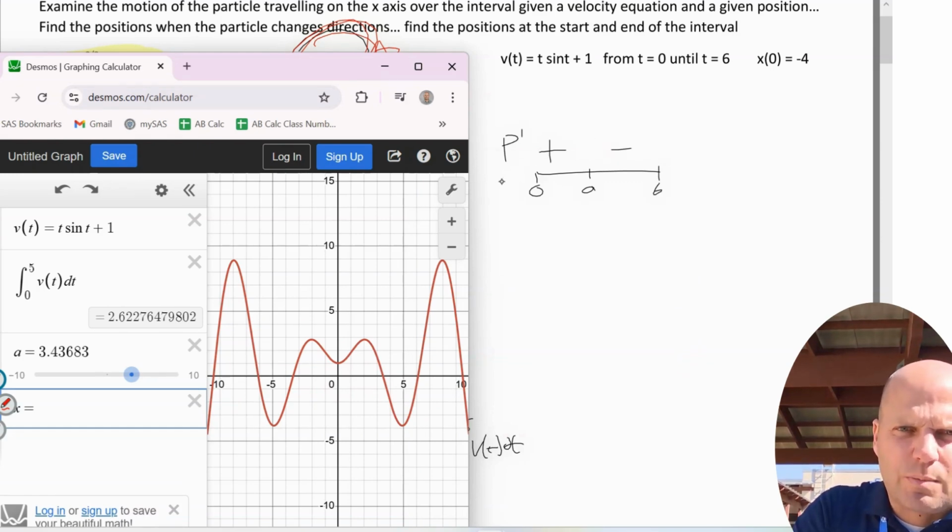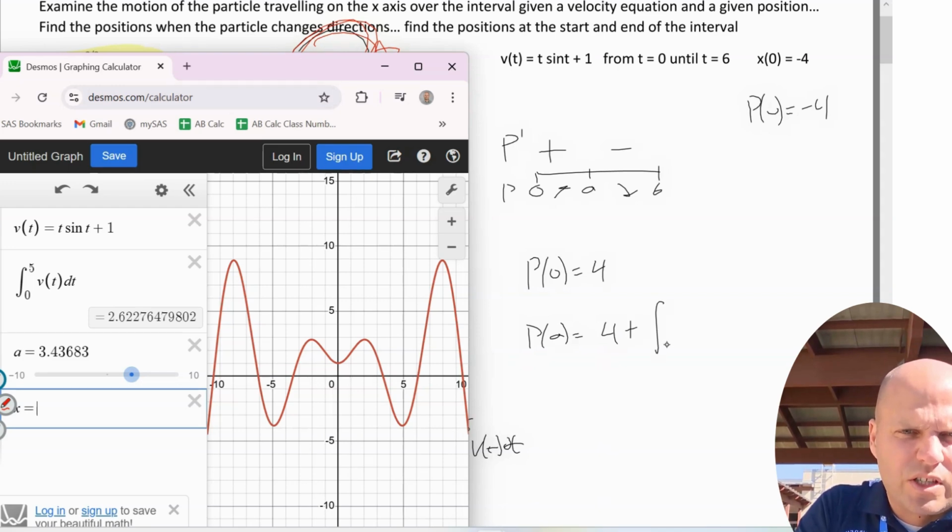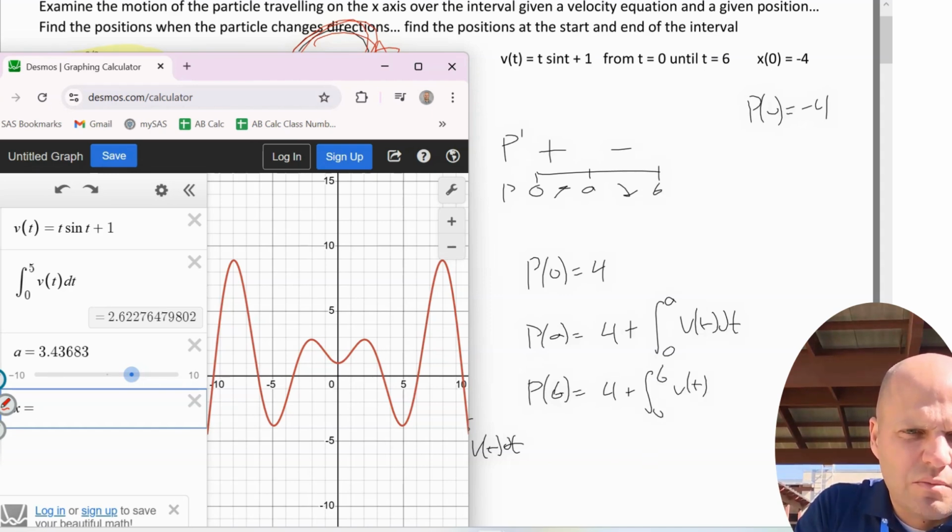So very similar to the last problem, my position is going to increase and decrease. I have my position at time 0 is 4. My position at A will equal my position at 0 plus my displacement, which is the accumulation of my velocity, meters per second times seconds. And then my position at time 6, you can either say it's 4 plus the displacement from 0 to 6, but actually what I would like you to do is find the displacement from A to 6.